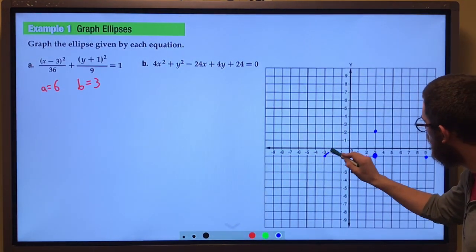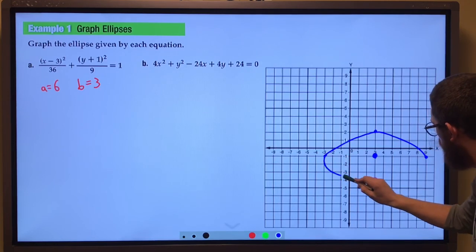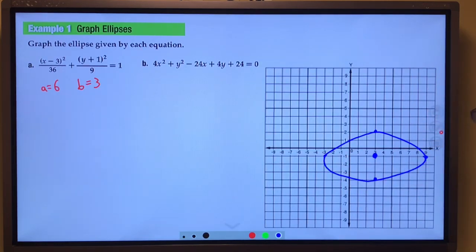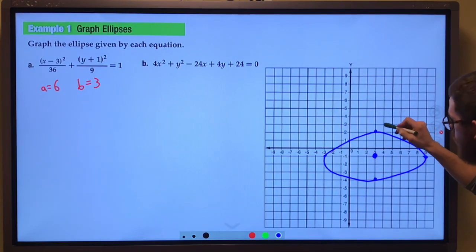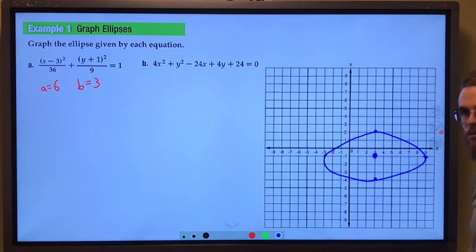We can see we have our ellipse. Now I'm no artist, but I've plotted the co-vertices and the vertices using my center point, using the A and B values, and that's really all there was to that.